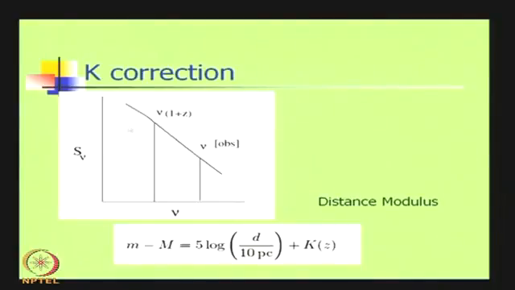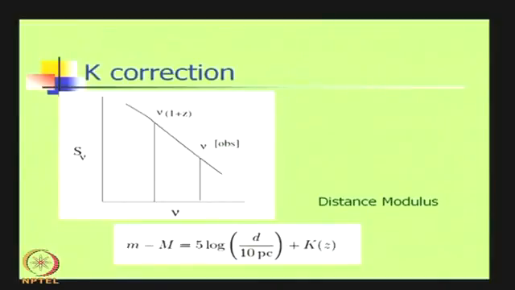If you are dealing, for example, with galaxies, it is necessary to apply something more called the K correction. What is the K correction? The K correction accounts for the following fact. When I look at a galaxy at an observed frequency nu, I am actually probing the galaxy at another frequency which is nu into 1 plus z, because in the rest frame of the galaxy the light was emitted at a different frequency.